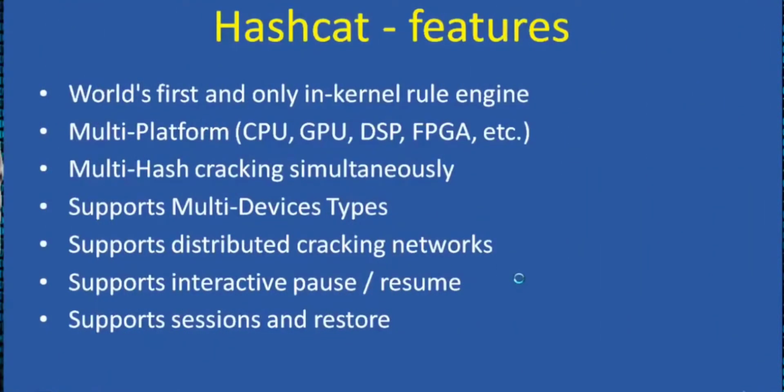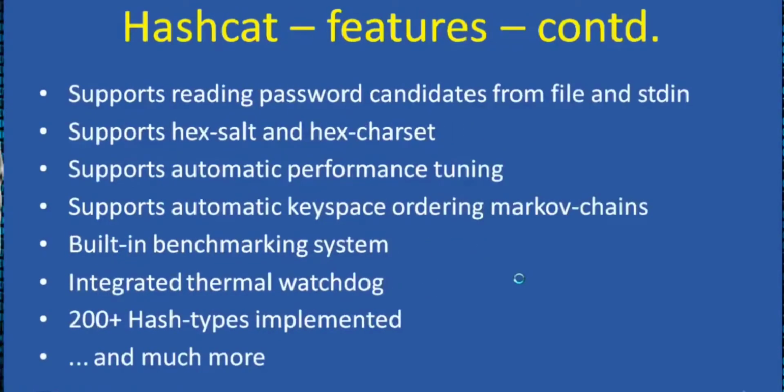HashCat features include the world's first and only in-kernel rule engine and support for multiple platforms like CPU, GPU, DSP, etc. Everything comes with the OpenCL runtime. It offers multi-hash cracking simultaneously, supports multiple device types, distributed cracking networks, interactive pause and resume, and also supports sessions and restore. It supports reading passwords from file and stdin, that is standard input, and supports hex salt and hex charset.